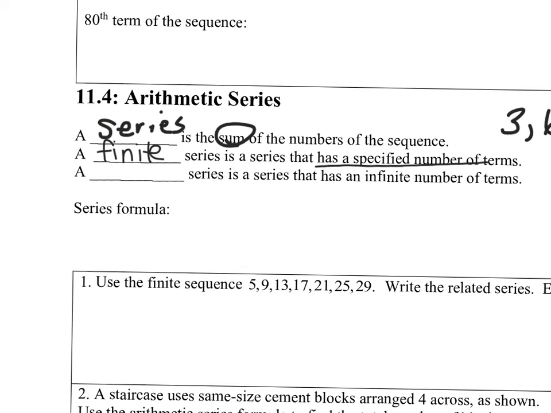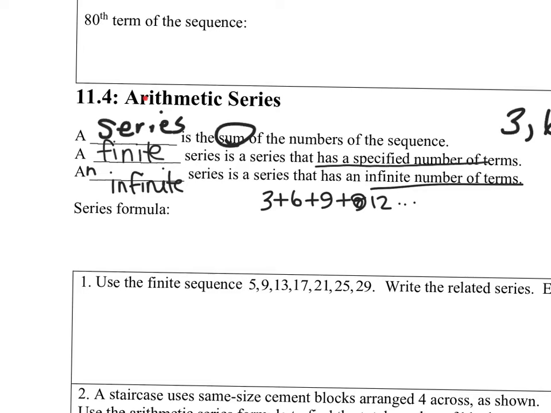Or you can have an infinite series. An infinite series is a series that has an infinite number of terms. If I write it like this, 3 plus 6 plus 9 plus 12, ellipses, the ellipses can mean infinite. So it has an infinite number of terms.